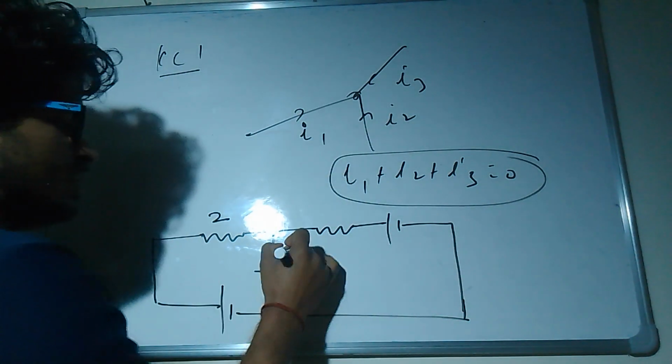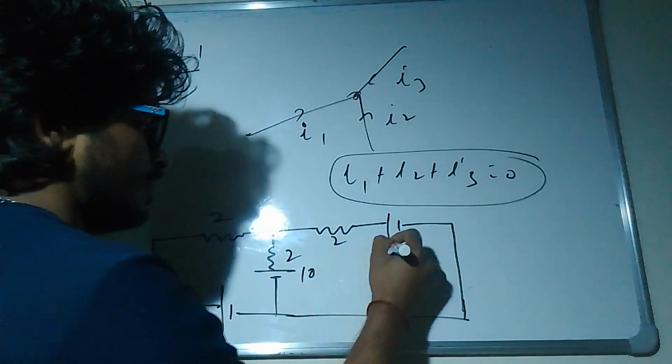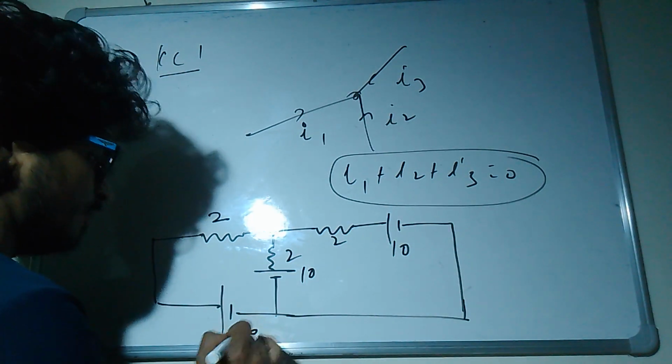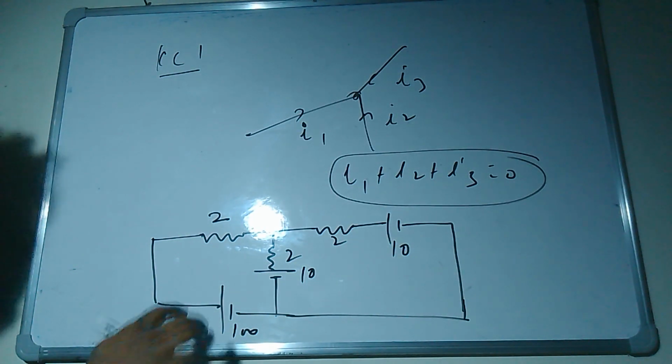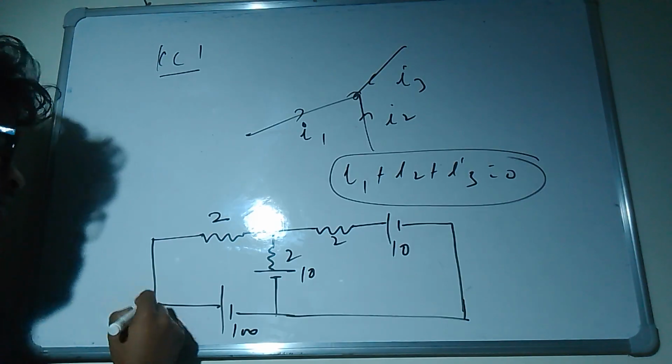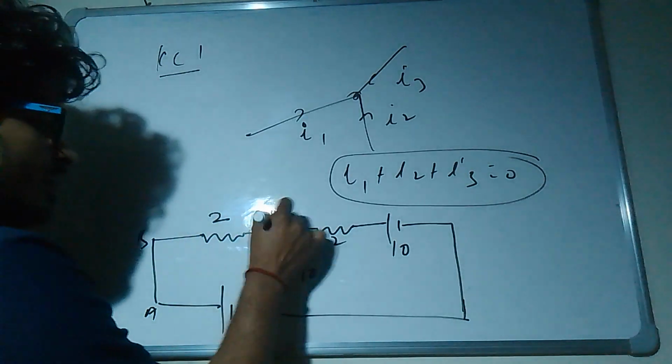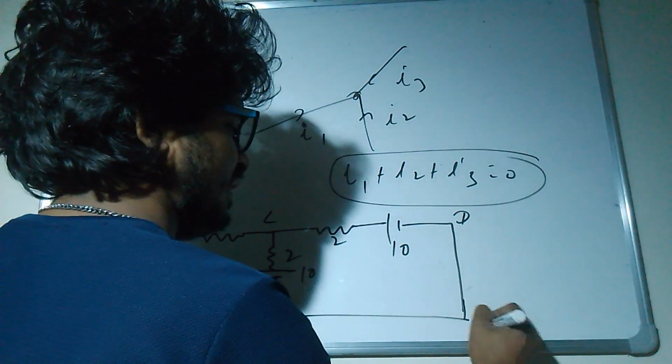This is 2 ohm, this is 2 ohm, this is 2 ohm, this is 10 volt, this is 10 volt, and this is 100 volt. So we need to find the current. This is A, B, C, D, E, F.